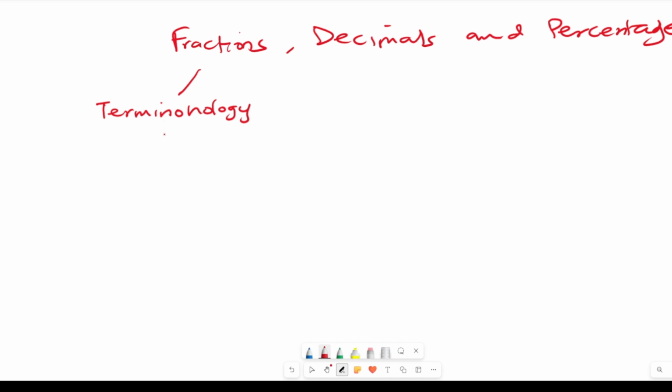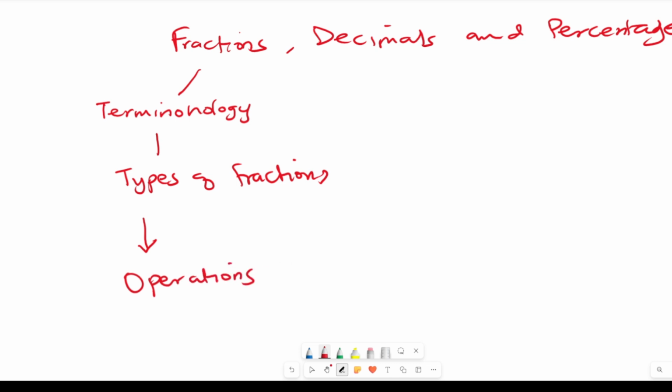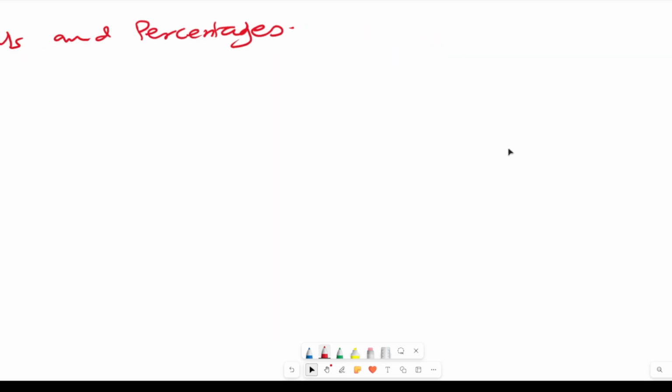Then we'll be looking at types of fractions, and then operations. Okay, so that will be for fractions. Then we will come to decimals and then we will come to percentages. But I don't want to overwhelm you, so let's stick with fractions for now. So in this session of this video, we want to look at fractions.